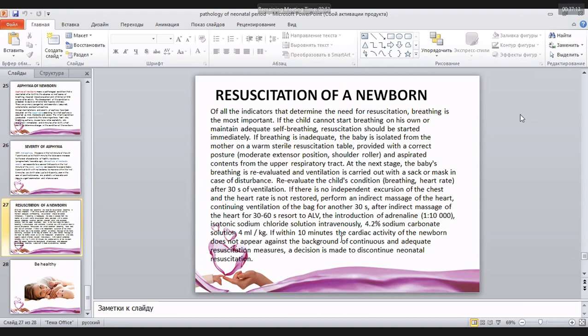If within 10 minutes the cardiac activity of the newborn does not appear against the background of continuous and adequate resuscitation measures, a decision is made to discontinue neonatal resuscitation. There is no sense in going further because the brain has died. Guys, remember these measures. You didn't pay attention to this, but as for me, it is a very difficult question on exams.